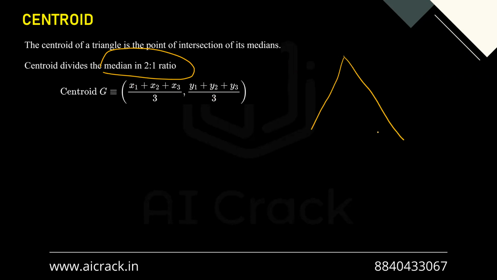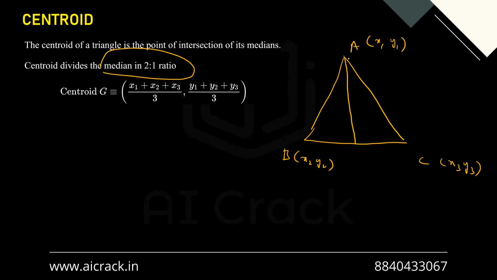So let's say we have this triangle A, B, C. And this one has coordinates x1, y1. This one has x2, y2. And this one has x3, y3. Now we know that a median drawn from the vertex to the opposite side divides the opposite side in the ratio 1:1. So basically it equally divides the opposite side, right? Now this ratio is 1:1.